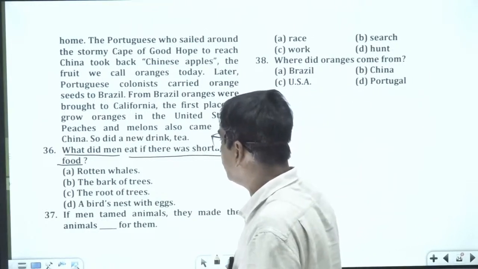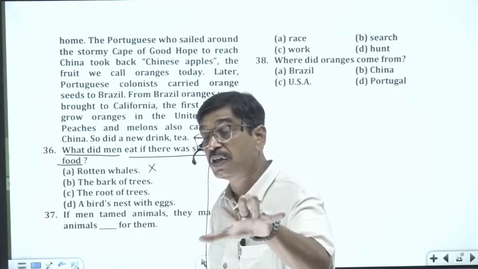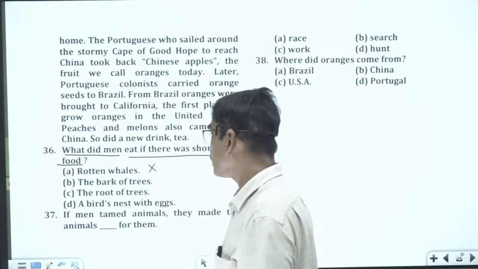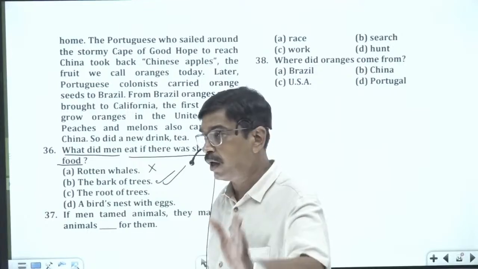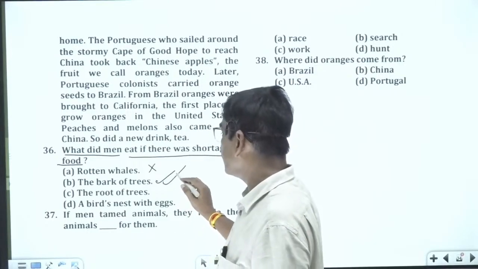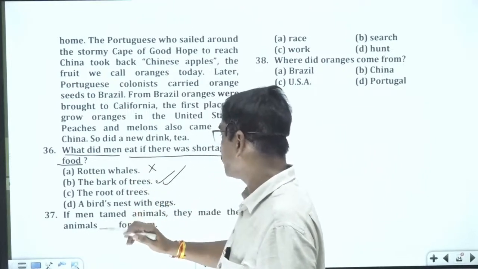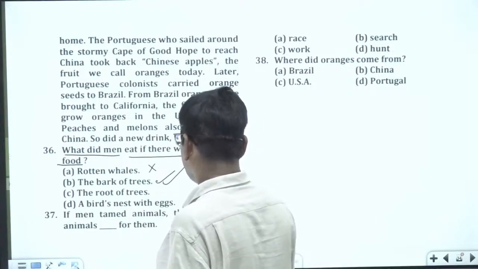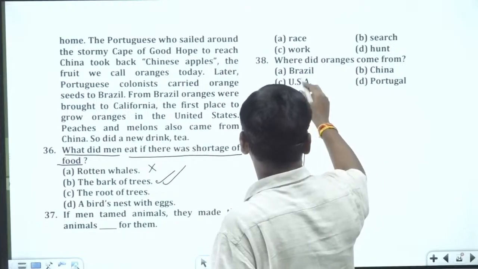So that's very important, not rotten wells, as per the passage. You have to decide the answer according to the passage, not from any other things. So the work of the trees, that's a very important thing to learn. The work of the trees is as per the passage. No other option is correct. If men tamed animals, they made the animals what? What? Work.